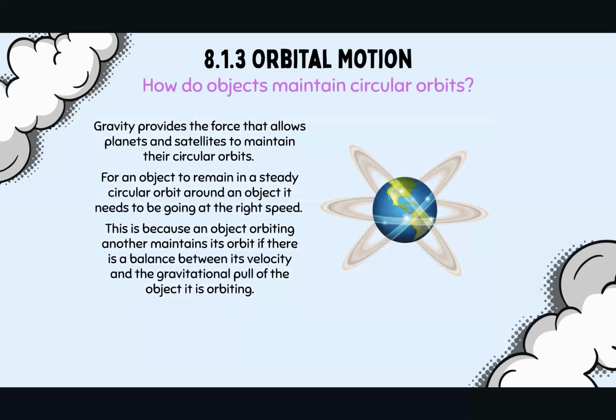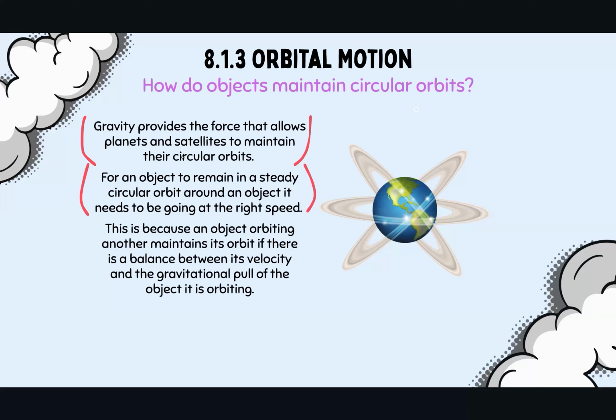Okay, orbital motion. How do objects maintain circular orbits? So gravity provides the force that allows planets and satellites to maintain their circular orbits. So for an object to remain in a steady circular orbit around an object, it needs to be going at the right speed.